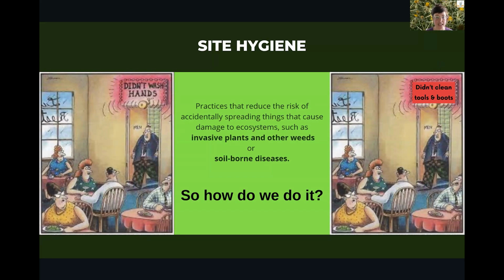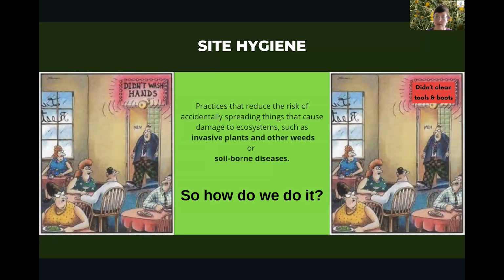So what exactly is site hygiene? It's essentially everyday practices that reduce the risk of accidentally spreading things that cause damage to ecosystems, such as invasive plants and other weeds or soil-borne diseases. So, just like we wash our hands after we go to the bathroom to prevent disease spread or brush our teeth every day to prevent tooth decay, gum disease, site hygiene is just one of those things that if we integrate it into our lives regularly, we can actually prevent all of these long-term problems.